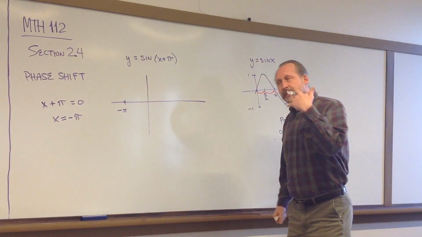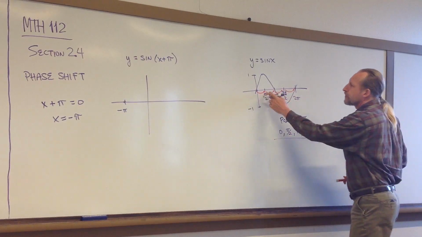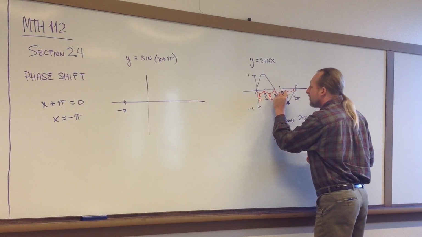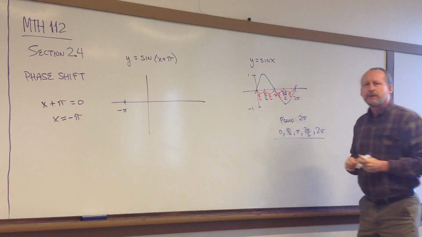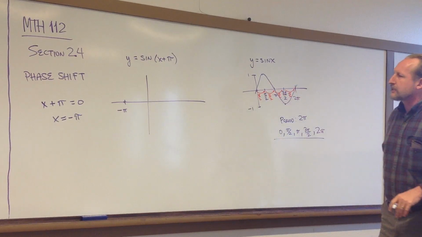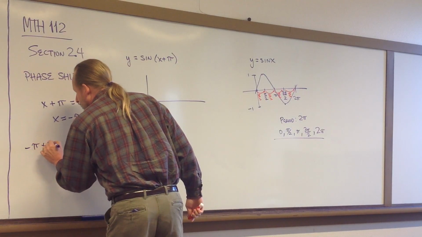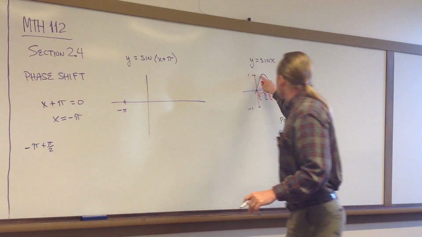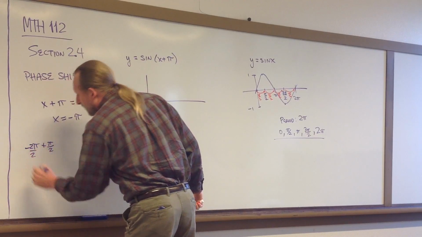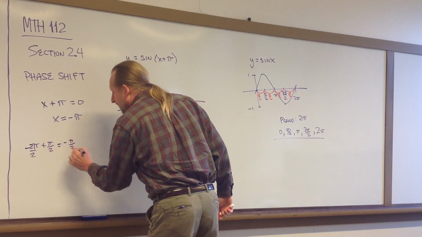Now, the next important point, the next critical value along the x-axis, is going to be a distance of pi over 2 away. Each of these jumps right here is a distance of pi over 2. And I'll talk more about this when we get into section 2.5, okay? But for right now, each of those jumps is going to be a distance of pi over 2. So if we want to go negative pi plus pi over 2, that'll be the next point that'll correspond to that maximum value. If you want to add these together, let's make a common denominator. That's negative 2 pi over 2 plus positive 1 pi over 2, which is going to be negative pi over 2.